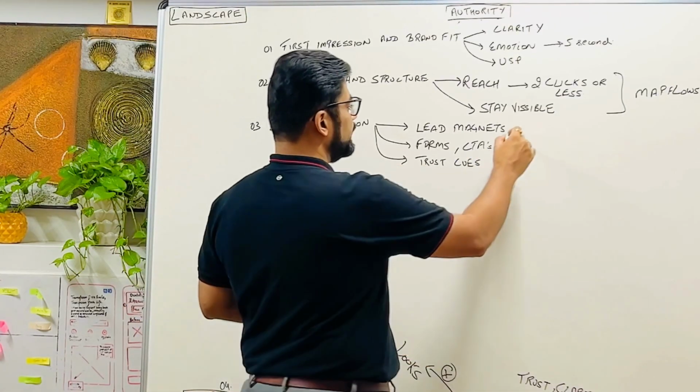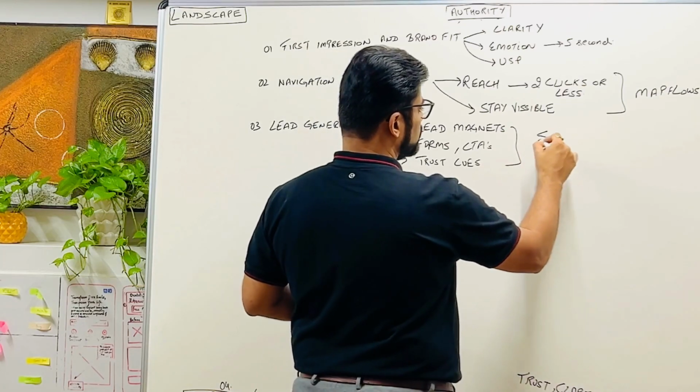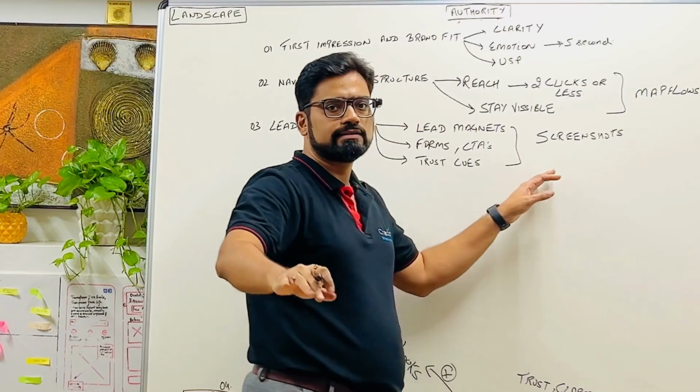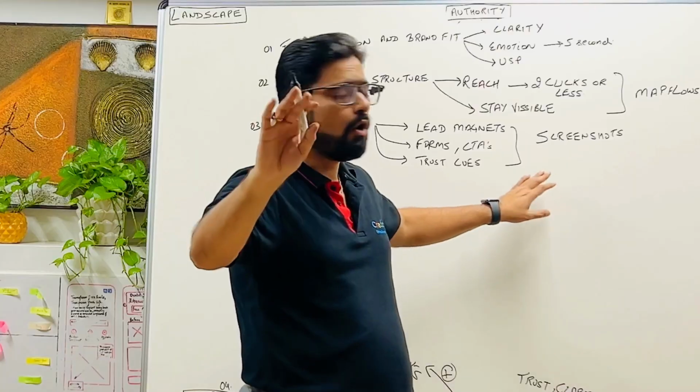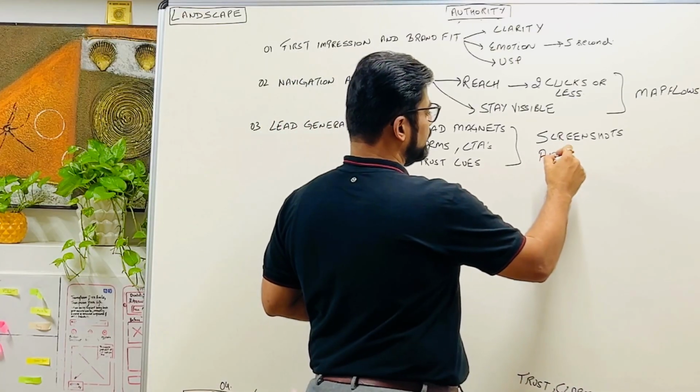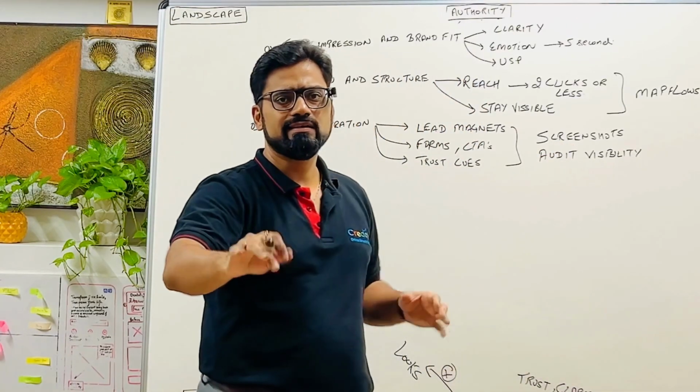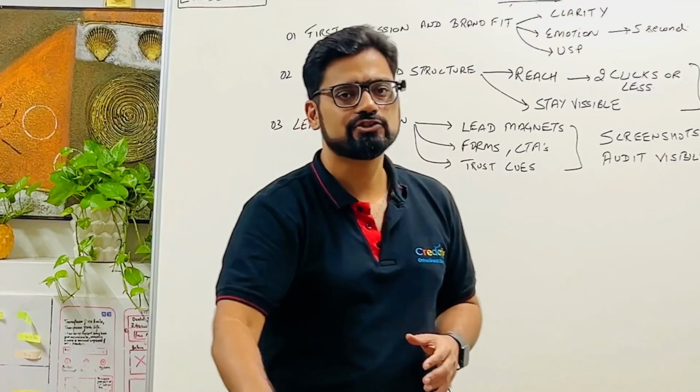So the tip here: you need to take screenshots of all the competitors, their CTAs, and audit their visibility. See their contrast, copy, and strength, like we did above for the real estate client.